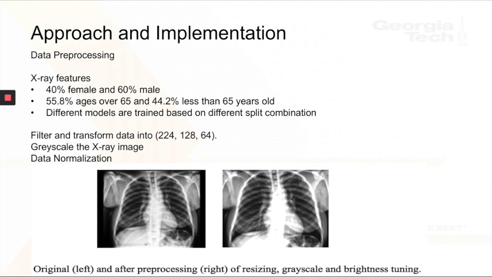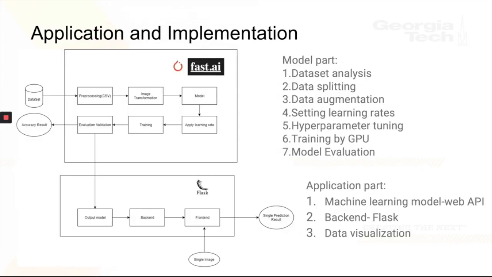For the data pre-processing, we did grayscale data normalization and separated data based on sex and age. This graph is an example of what our data looks like after data pre-processing. Our deliverable was in 2 parts, the modeling part and the application part. The modeling part involved dataset analysis, data splitting, data augmentation, setting up the learning rates, hyperparameter tuning, training by GPUs, and model evaluation. Once we found a satisfactory model by iterating on those model parts, we were then able to use that for our application.